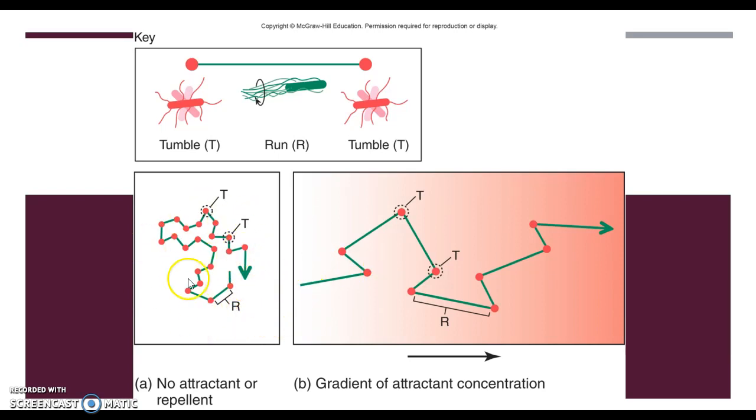So if we had no attractant, there was no chemical stimulus or repellent detected within the environment, then there would sort of be this random motion of the organism. We wouldn't see any long movements or distinct changes in direction, really. Here, when we have an attractant, we see that there's definitely a direction that the organism is moving.